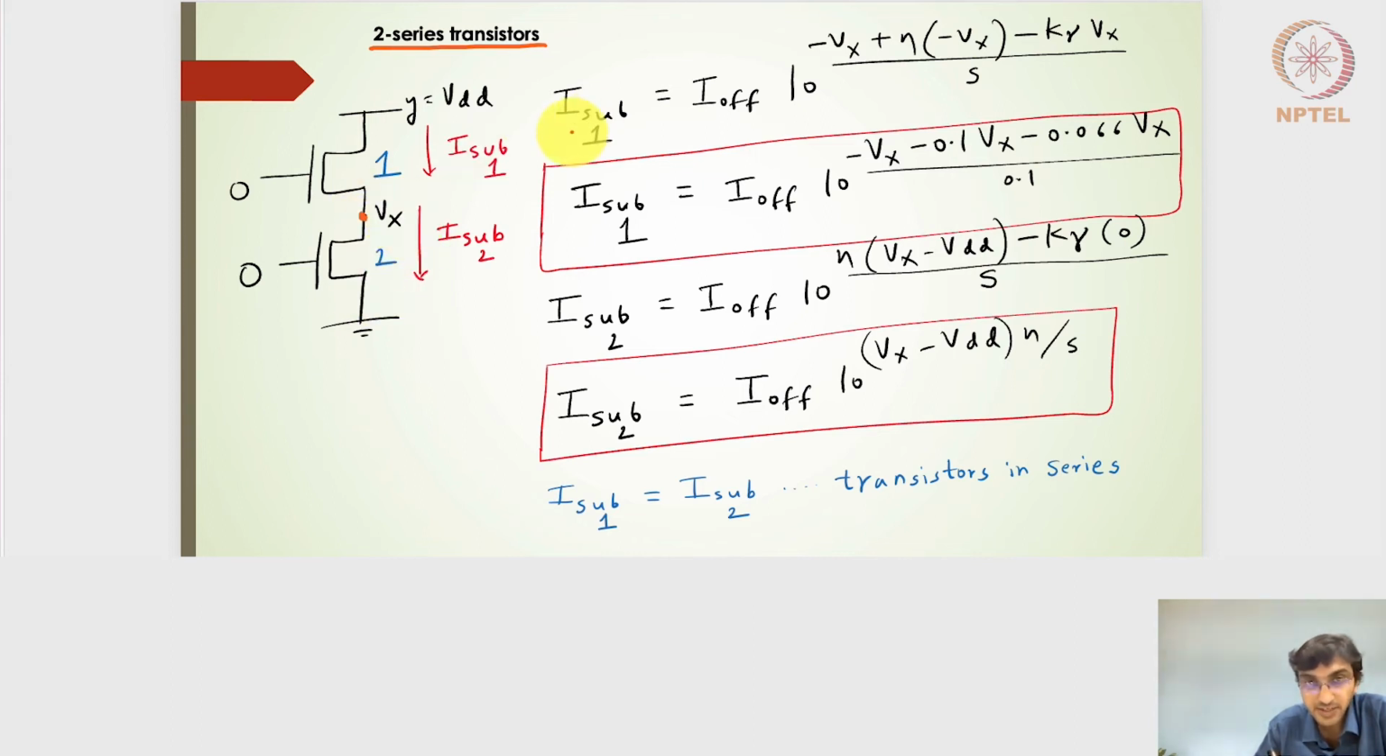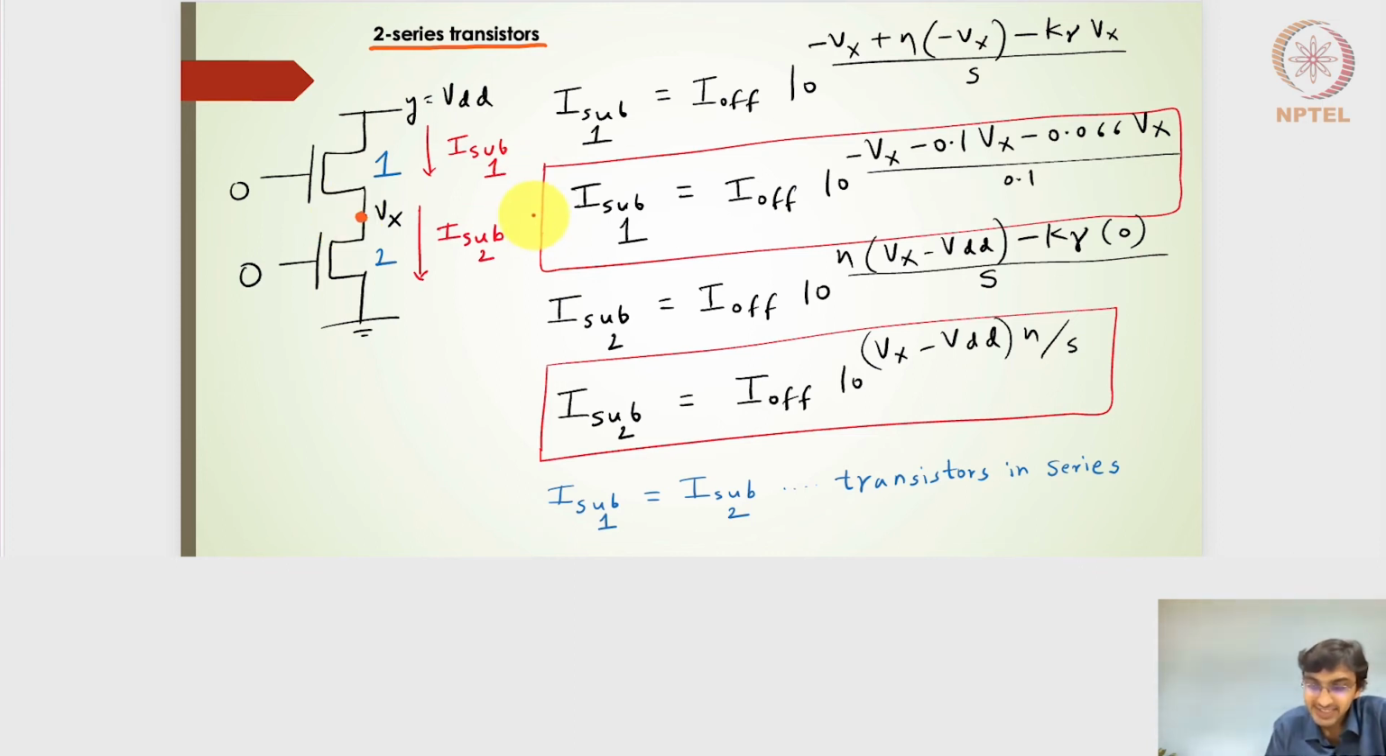And if I put those parameters into the subthreshold current, because these two transistors are in series, I know that in a series, even the subthreshold leakage current will be the same. So I should be able to express I sub 1 and I sub 2 and then equate them. Then I should be able to find out this particular node voltage.